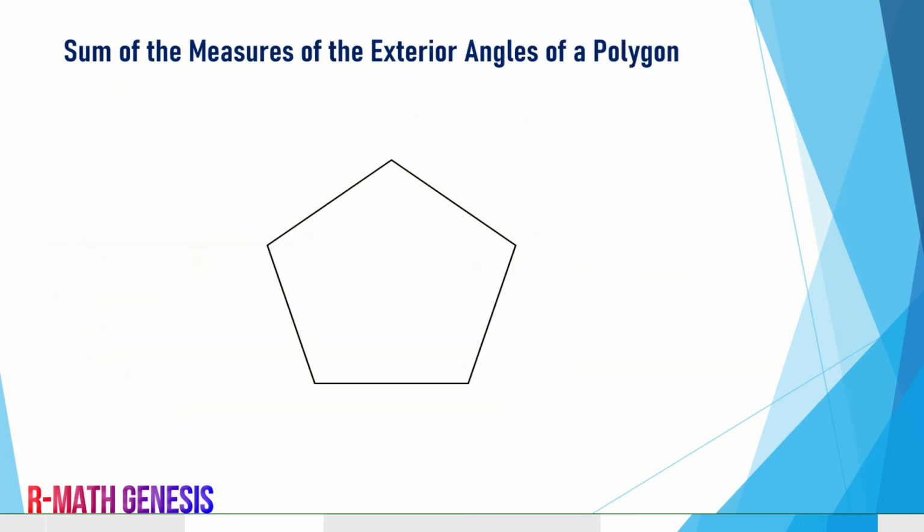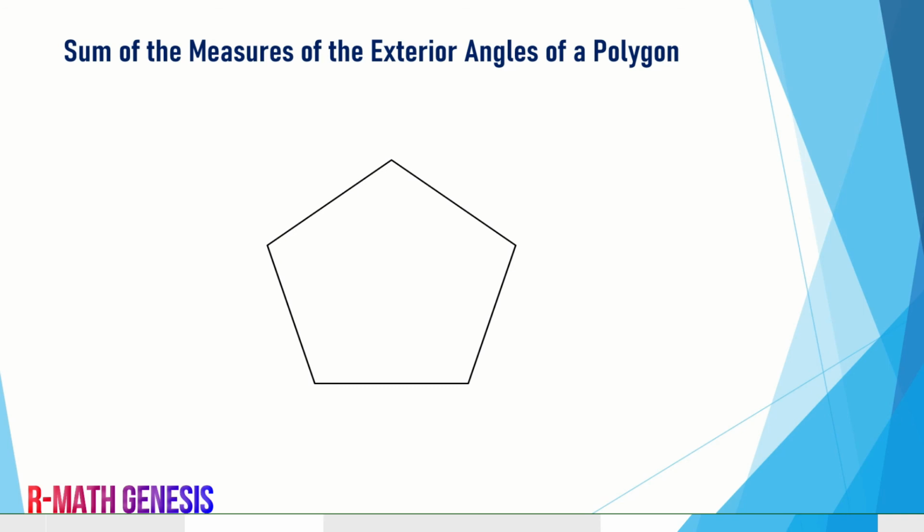next comes the sum of the measures of the exterior angles of a polygon. I think we have already found the sum of the measures of interior angles. For a triangle it is 180 degrees and for a quadrilateral it is 360 degrees, and using the formula we can find the sum of interior angles of any polygon, right? Now here we have to find the sum of the measures of exterior angles of a polygon. So here we have taken one polygon.